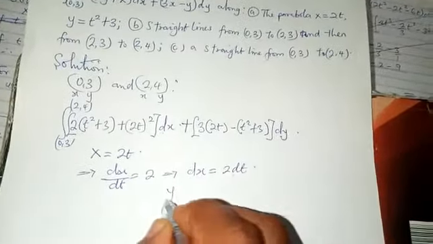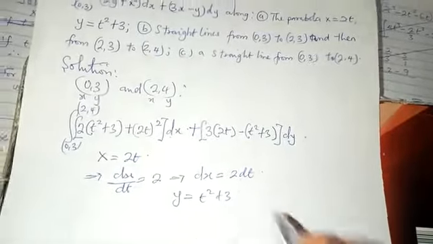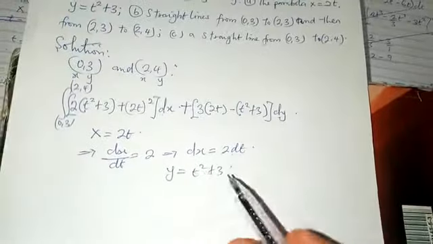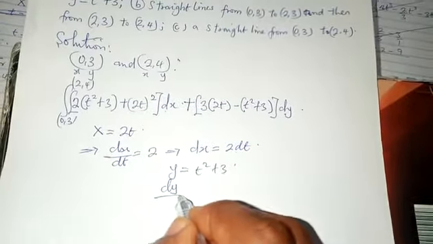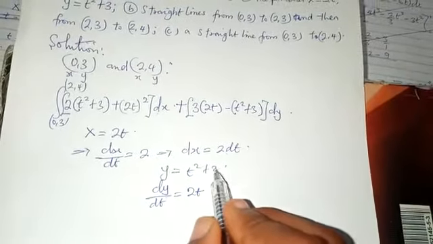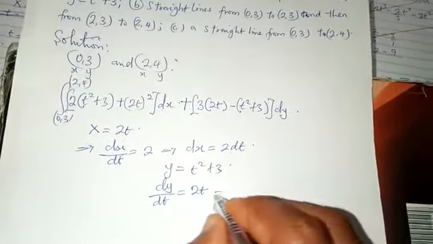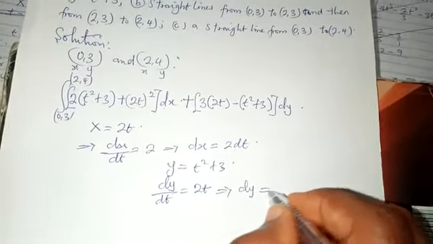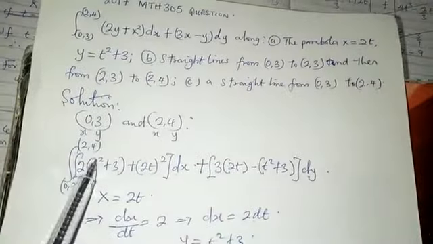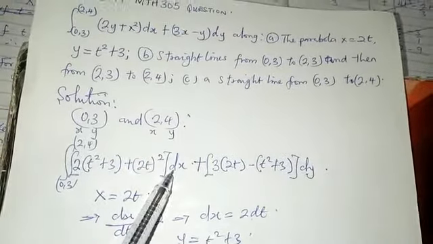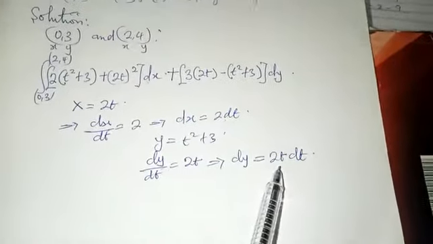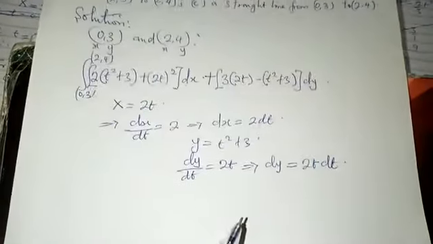Then for y, which is given as t squared plus 3, we are going to do a little substitution also. Before that, we are going to do derivative. We are going to say dy over dt is given as 2t. This is a constant. If I differentiate this constant, I'm going to have 0. So this implies that dy is going to be 2t dt. So I'm going in here to change this dx as 2 dt and change this dy as 2t dt.